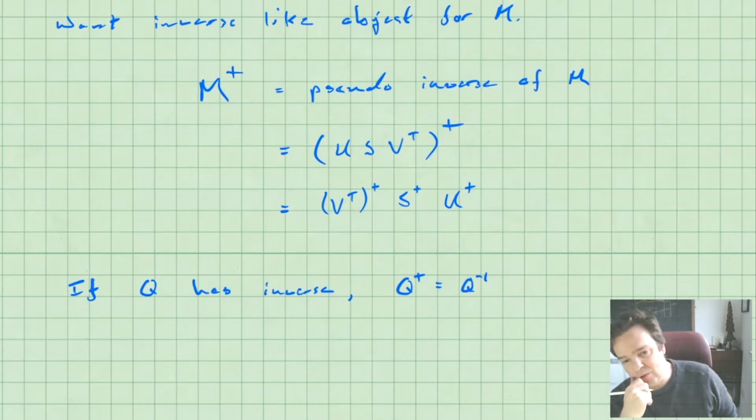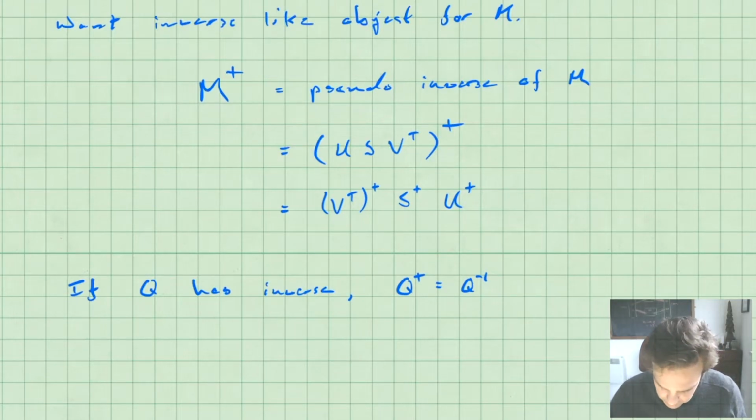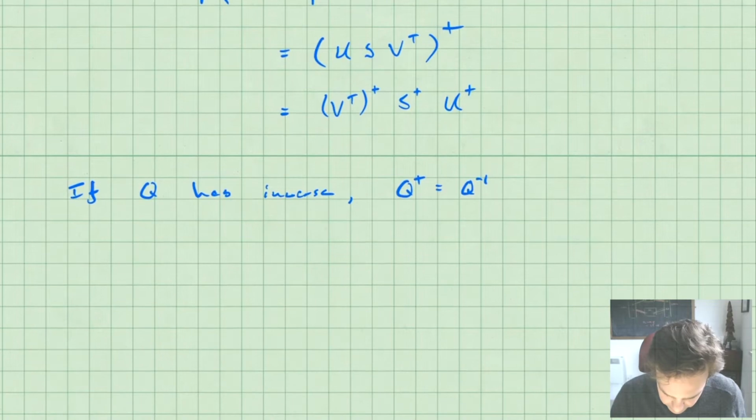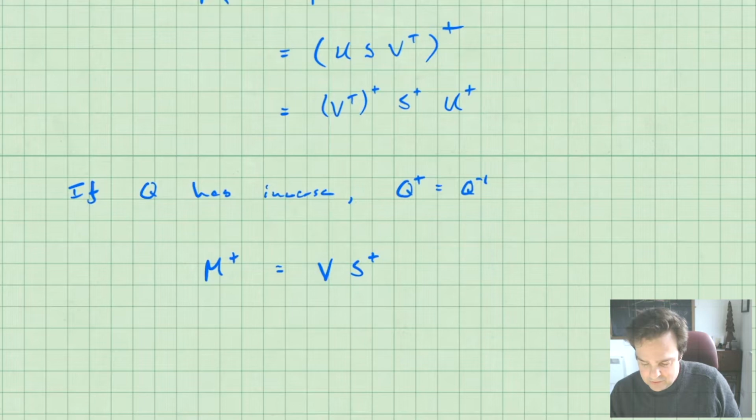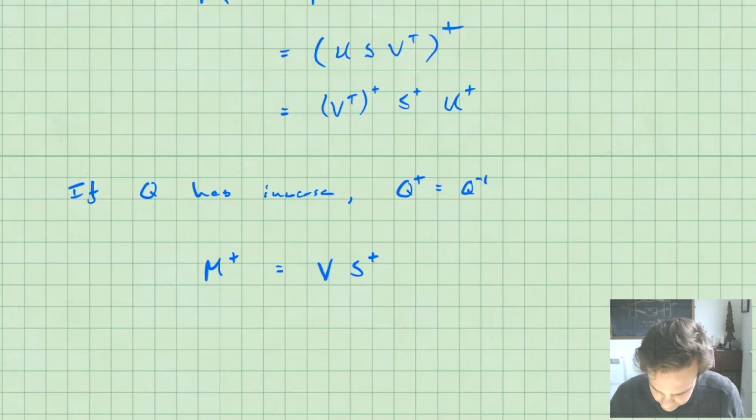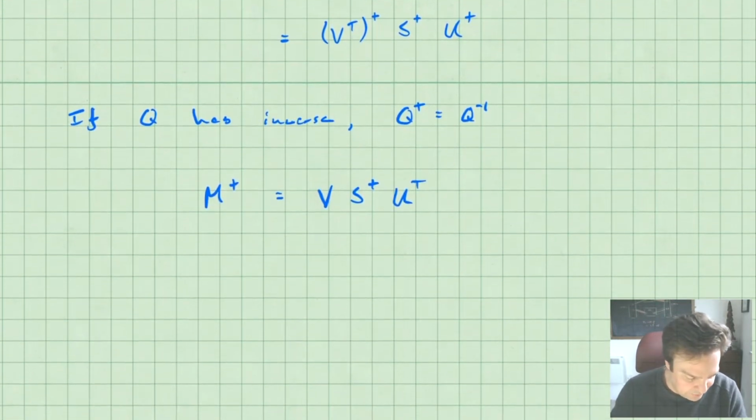And so that means we know what the inverses are for the first and last matrices there. V transpose is the inverse of V. So this is V times S plus. And then the inverse of U is U transpose. So this looks like this. That's a T, not a plus there. Right? And so what should S plus be?